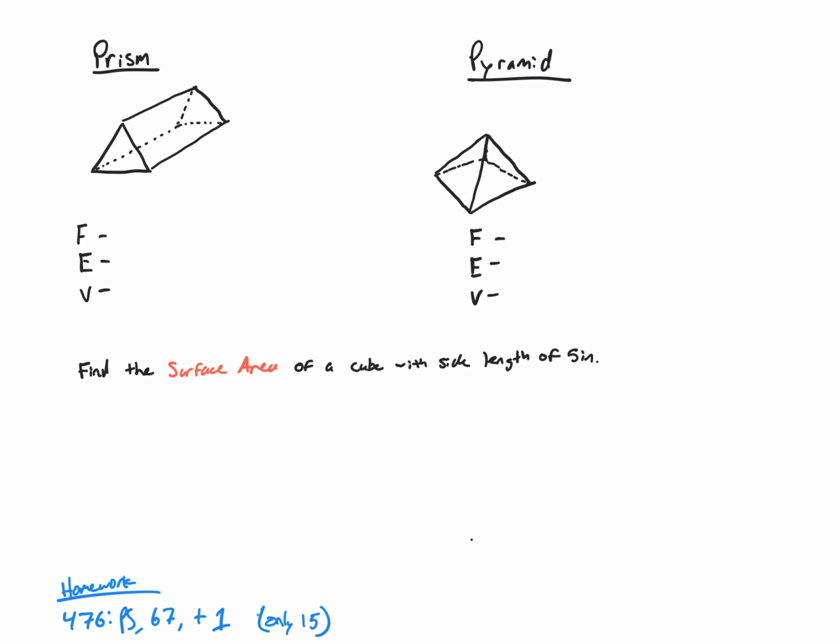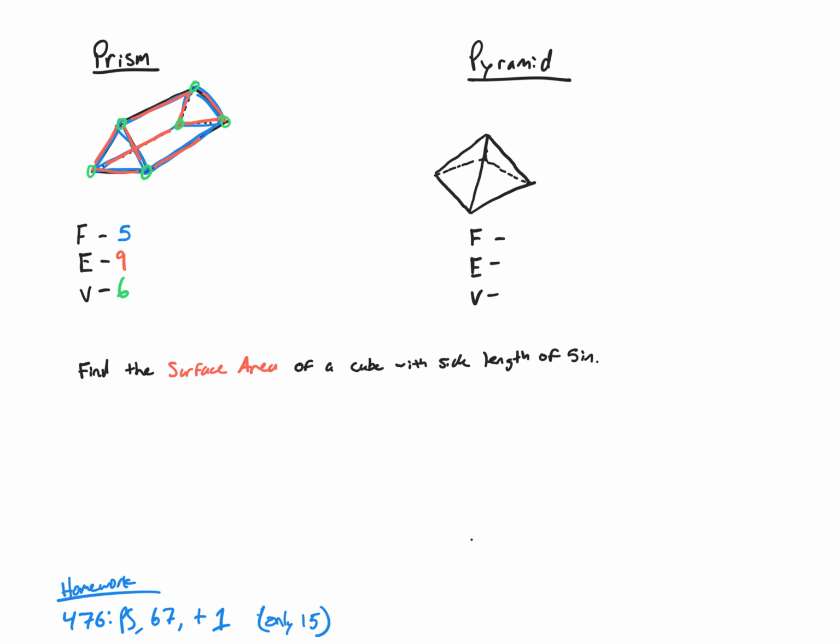So let's look at this prism right here and find out how many faces this prism has. Well, it has this triangle here and this one here, so that's two. It has this rectangle right here, this back rectangle right there, and it has the bottom one. So how many faces does it have? It has 5. How many edges does it have? 1, 2, 3, 4, 5, 6, 7, 8, 9. And the vertices, it has 1, 2, 3, 4, 5, 6. 6 vertices.